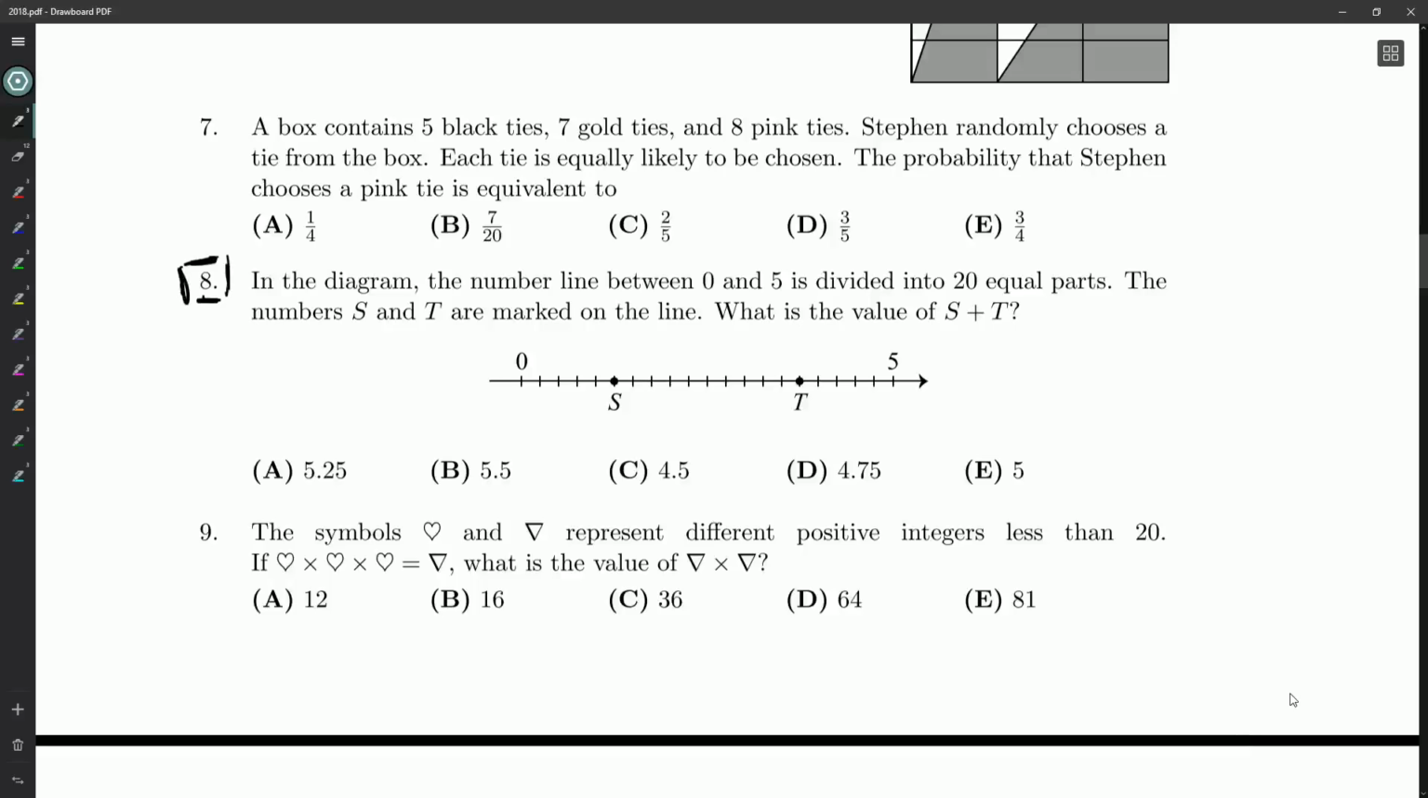In the diagram, the number line between 0 and 5 is divided into 20 equal parts. The numbers s and t are marked on the line. What is the value of s plus t?